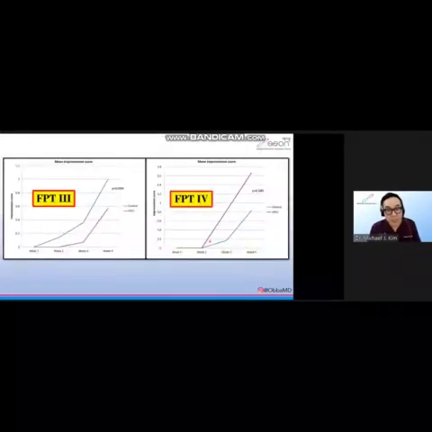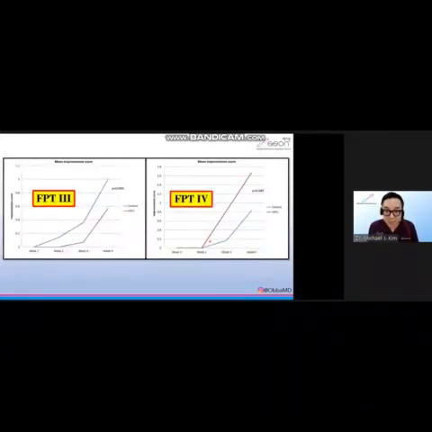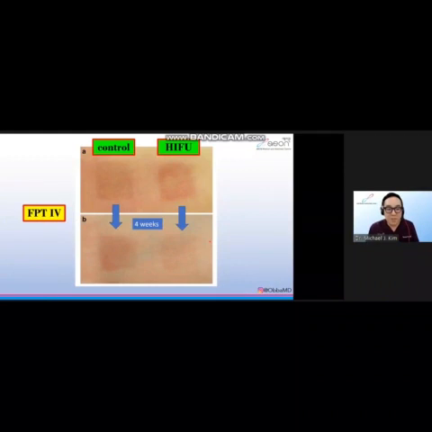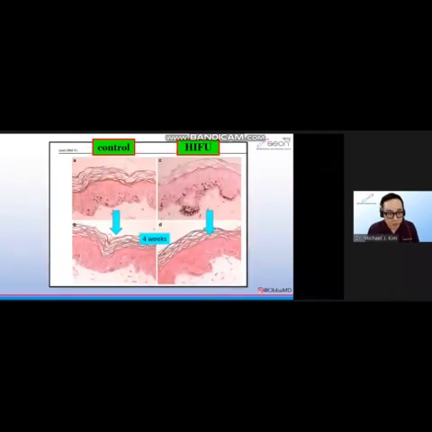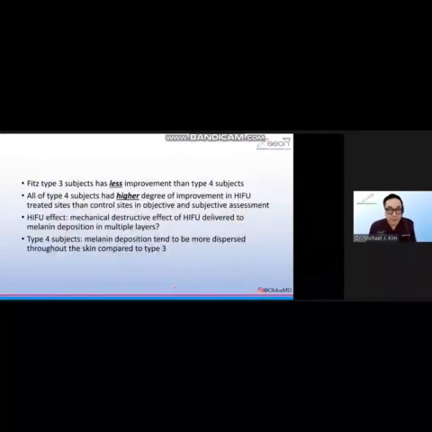Fitz type 3 subjects had less improvement than type 4 subjects, and it was hypothesized that in type 4 subjects, the melanin deposition tended to be more dispersed throughout the skin compared to type 3 as a reason for the better results after HIFU. All of the type 4 subjects had a higher degree of improvement in HIFU-treated sites than the control sites in objective and subjective assessments. And you can see here the improvement of melanin at the lower epidermis layer after 4 weeks compared to the control. And we discussed this before, so I'll just pass.